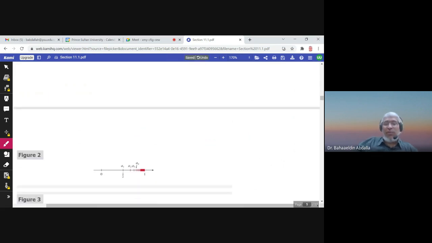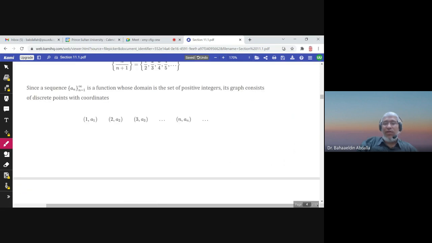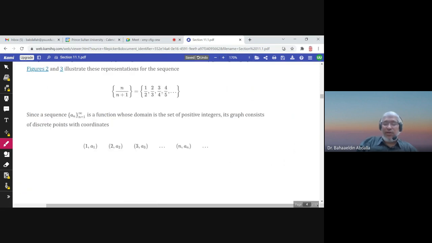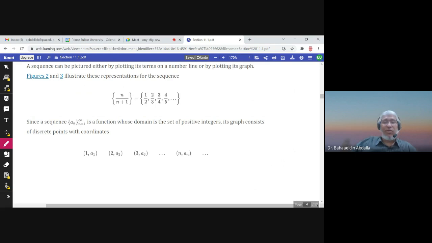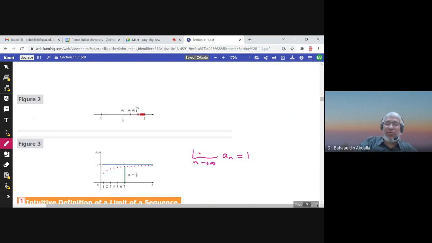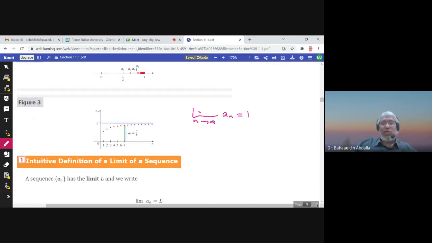If you write plot sequence on Google, you will find different sites. You can write the sequence there, and the site will plot it for you, will graph the sequence for you. So the graph will consist of discrete points. When n is 1, I have A1. So 1 with A1, this would be the first point, 1 and a half in this case. 2 and 2 over 3, this would be the second point, and so on. So these points will give you the graph of the sequence.